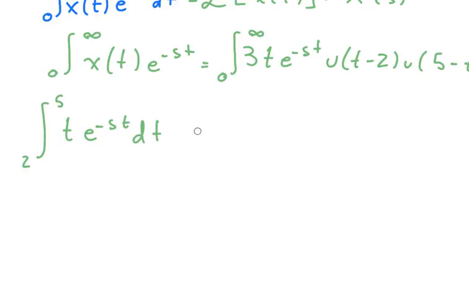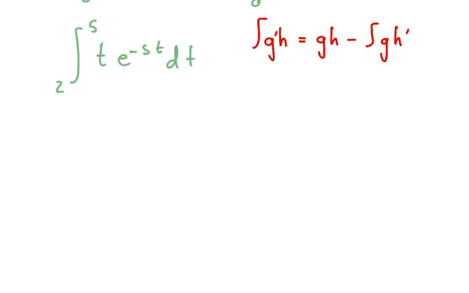So at this point, we need to do an integration by parts solution. So if you have g prime and h, and you're trying to find the integral of that, it's going to be equal to gh minus the integral of g times h prime. So looking at our function, we're going to let t equal h and e to the negative st be g prime. So we'll start by integrating this and multiplying it by t.